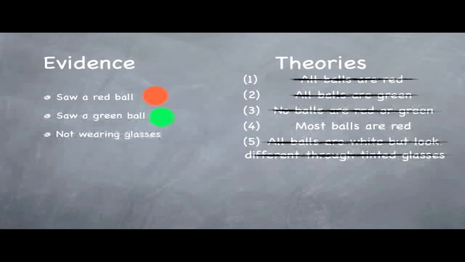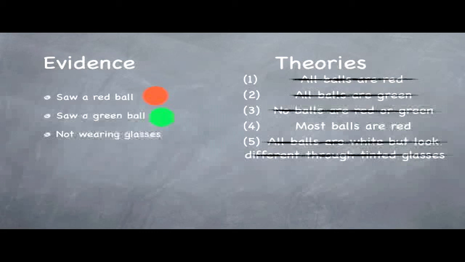So this leaves us with only one theory left, the theory that most balls are red. And we know from our life experience that this theory isn't very good. There's tennis balls and soccer balls, those aren't red, and there's a lot of those. So it's just not true that most balls are red. But as far as the evidence that we looked at goes, it's the only one left.